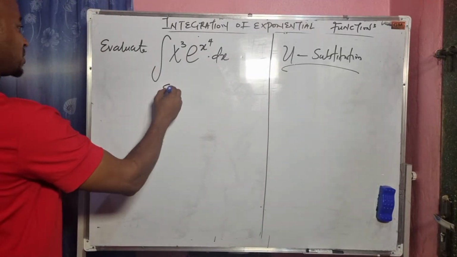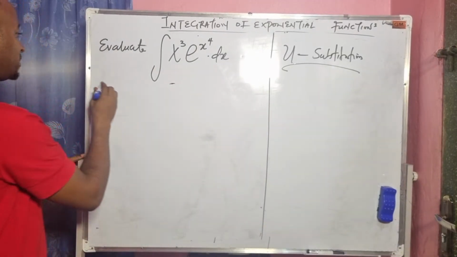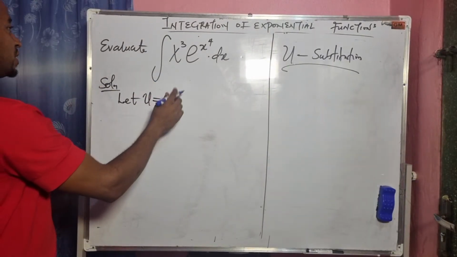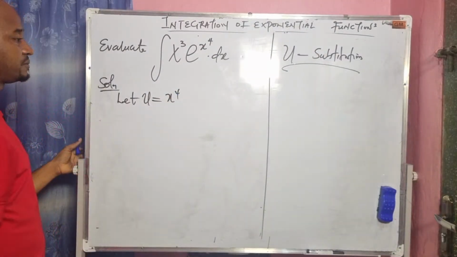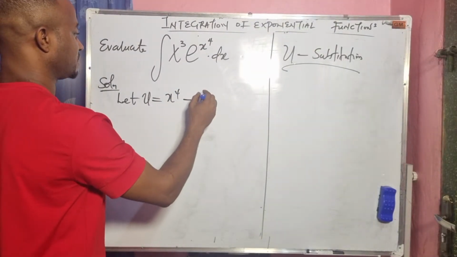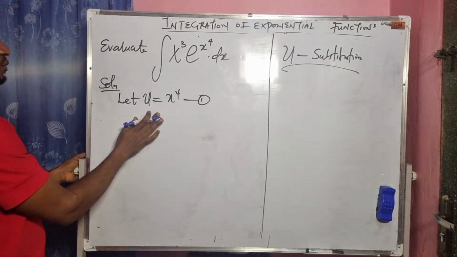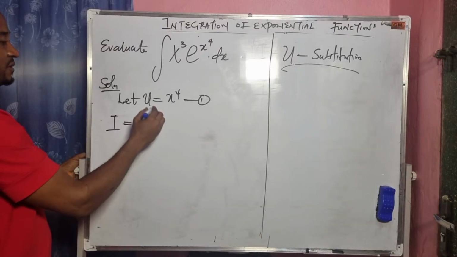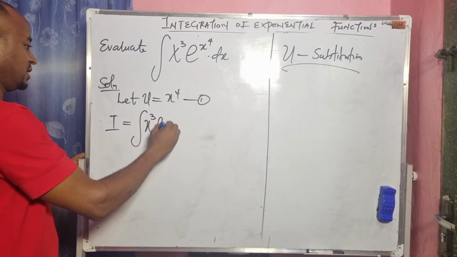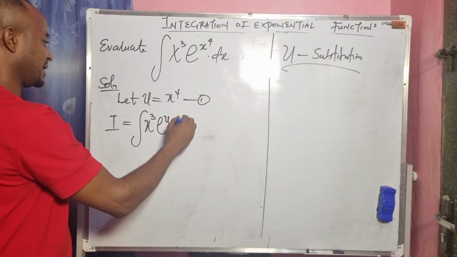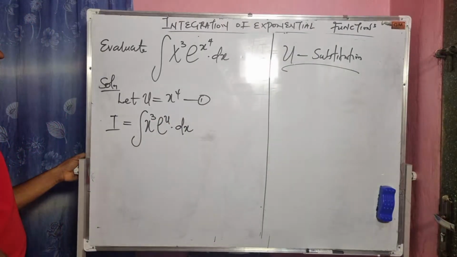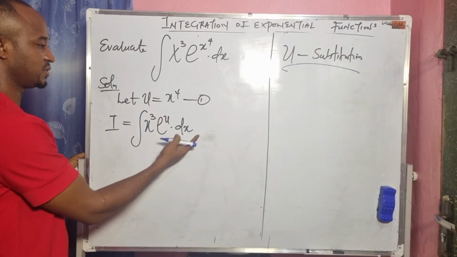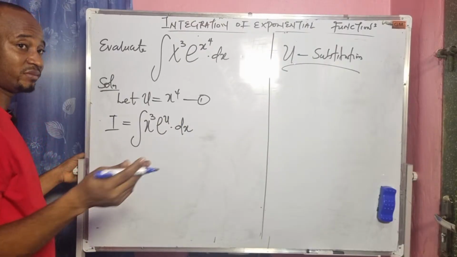So what we have to do is to apply the u substitution. The solution says let u equal x to the power of 4. Let's call this equation 1. If u equals x to the power of 4, that will give us the integral of x to the power of 3 e to the power of u dx. The next step is to differentiate u with respect to x just to get our dx, like we have been doing so far.